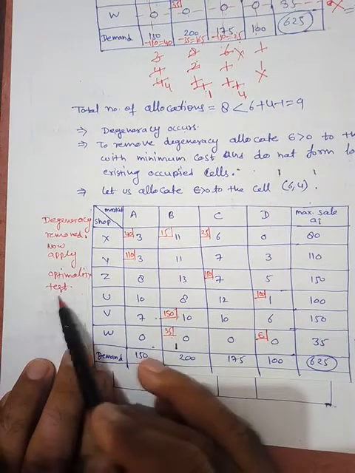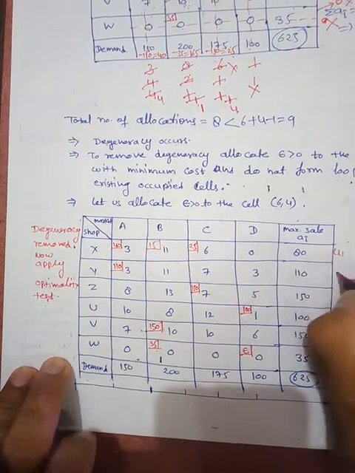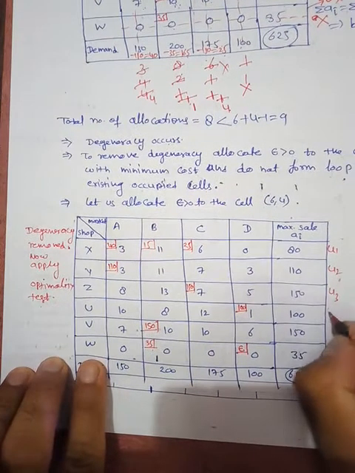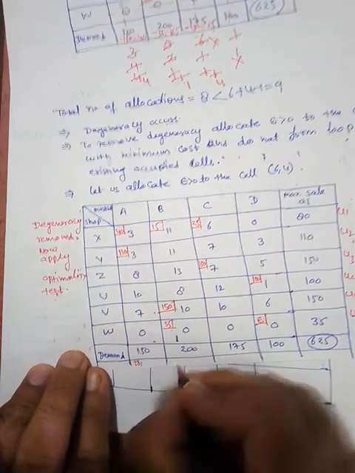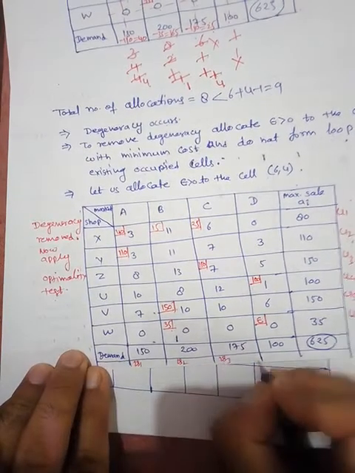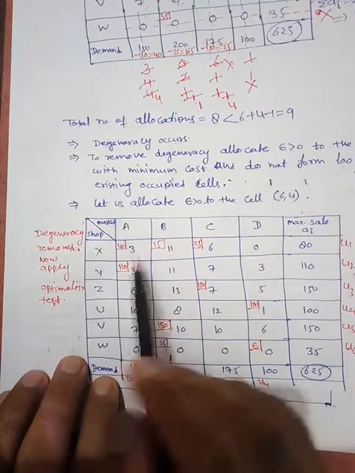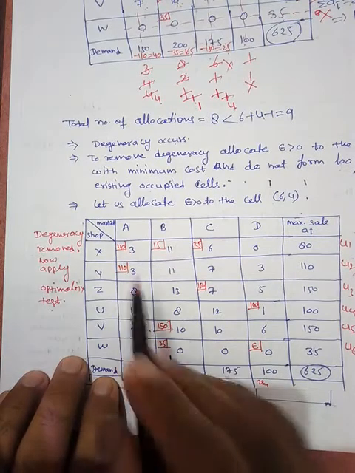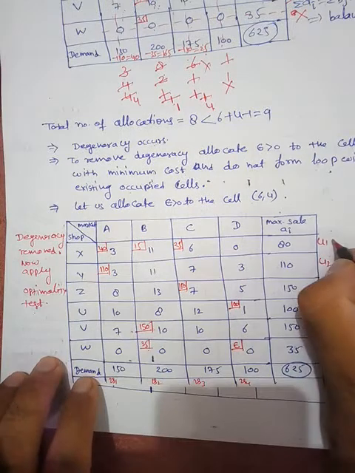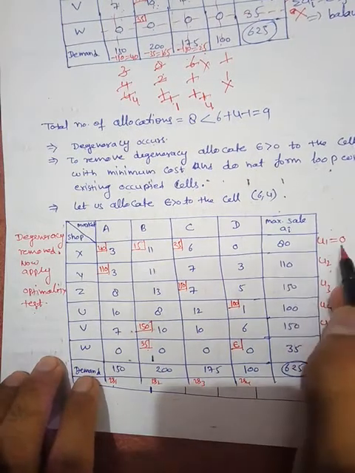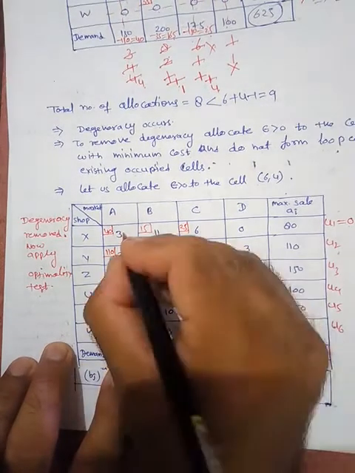Now apply the optimality test. For the optimality test, you have to find out the u and v. So here are u1, u2, u3, u4, u5, u6, and then v1, v2, v3, v4. Now find the row or column having the maximum number of allocations. In the first row there are 1, 2, 3 allocations, so you can take this as 0. When this is 0, here is 3, so this should be 3. 3 plus 0 is 3.